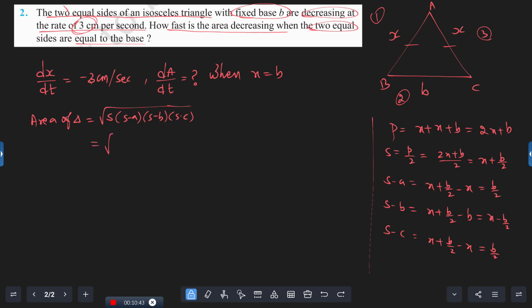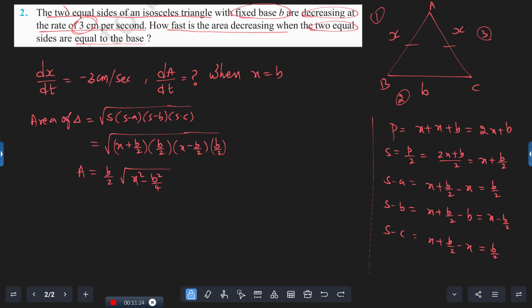Now what am I getting? The s value is x plus b by 2. So x plus b divided by 2, into s minus a, b by 2; s minus b, x minus b by 2; s minus c, again b by 2. So b by 2 is coming twice, and from the 2, one you can take outside the root. So one b by 2 is coming. Now this is x plus b, x minus b, so x square minus b square divided by 4 you will be getting. This is the area of the triangle, I will mention it as A.